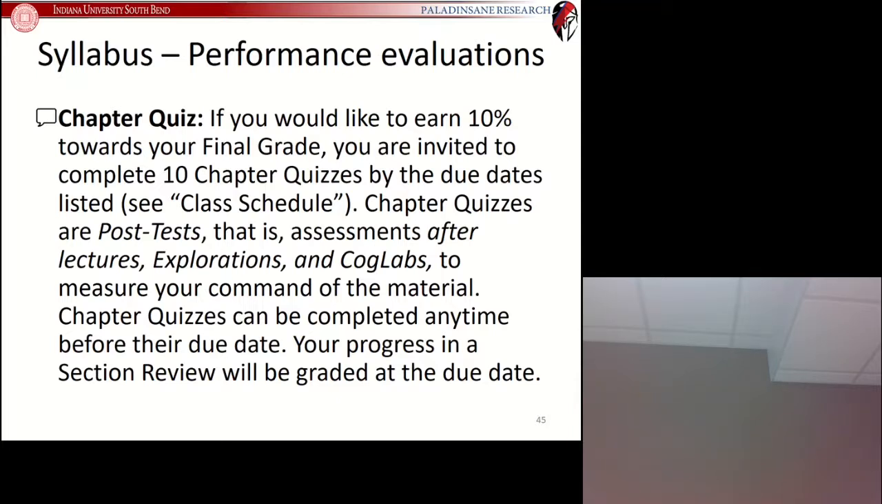All of these things you do at home, all of these things are open book. So I'm not asking you to memorize material in the book. That comes up in a little bit. But this is just, again, to see where you're at at the end of the chapter. So there's 10 chapter quizzes, and again, you can do those at any time during the semester.